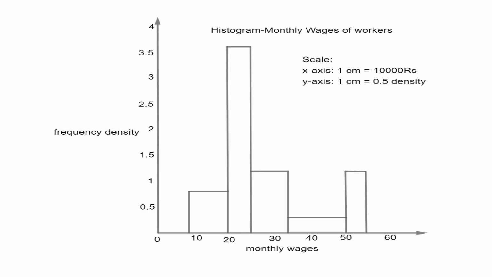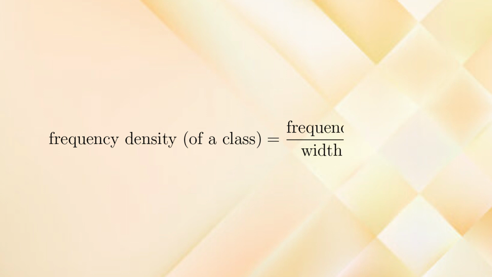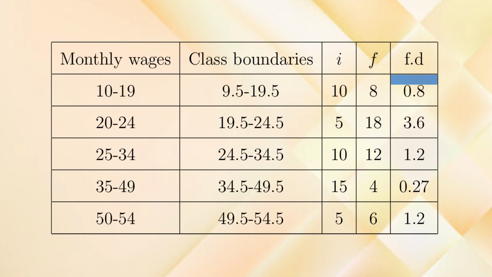In the construction of a histogram of unequal width, the variable, that is monthly wages, is considered on the x-axis and the frequency density is considered on the y-axis. We note that the frequency density is given by the frequency of the class divided by the width of the class. For the considered example, the frequency densities are as shown.